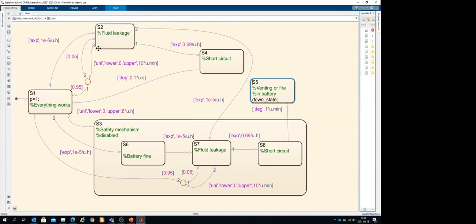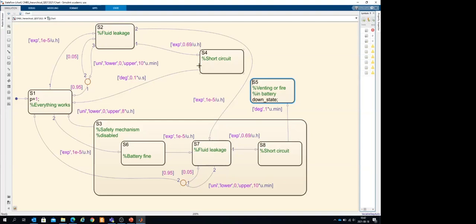But if, before the diagnosis or after the diagnosis, the fault has been missed, we will eventually reach a short circuit. Now, in the case when the safety mechanism is in place, this is no problem.